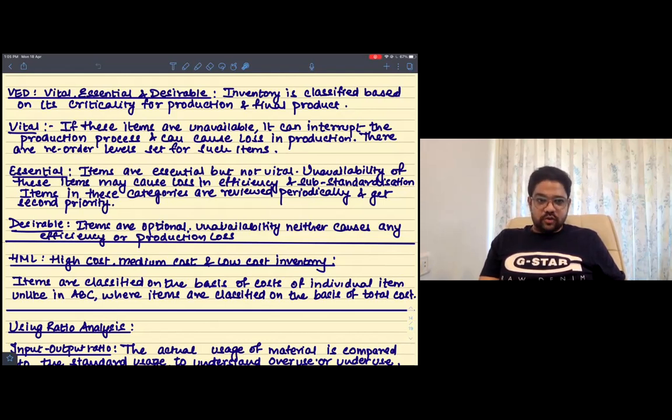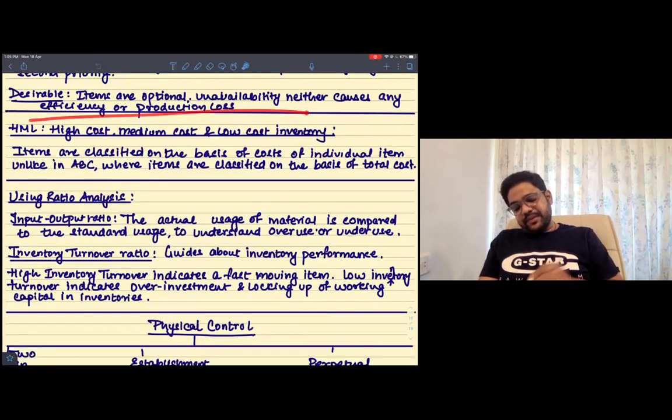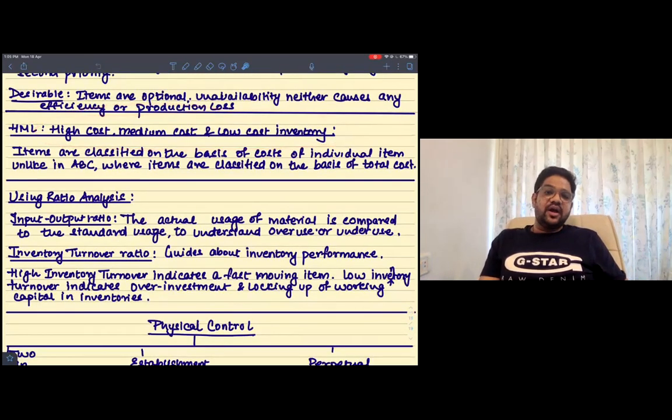The production will stop. If you don't have essential items, you will have loss of efficiency, and substandardization would be possible. Desirable items are just purely optional. If they're not there, it is not going to cause any loss. Okay. And then you have the high cost, medium cost, and low cost, HML inventory.